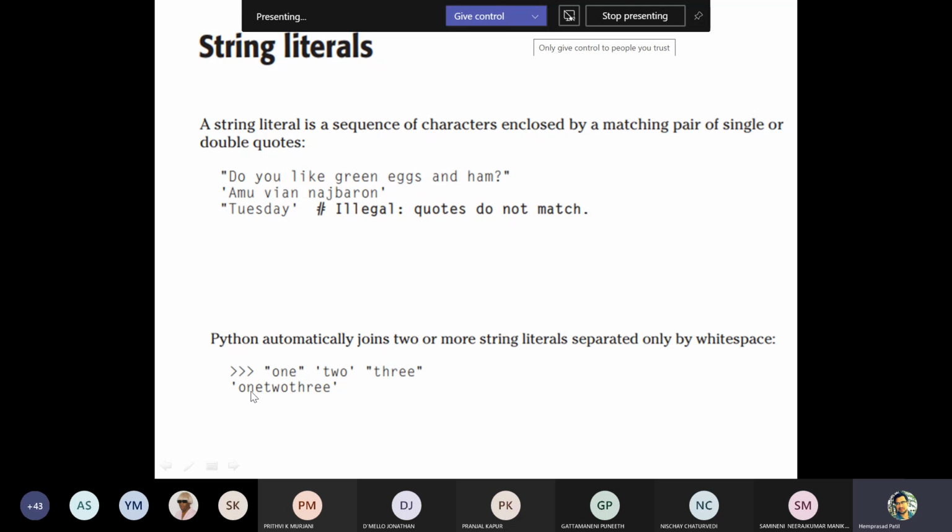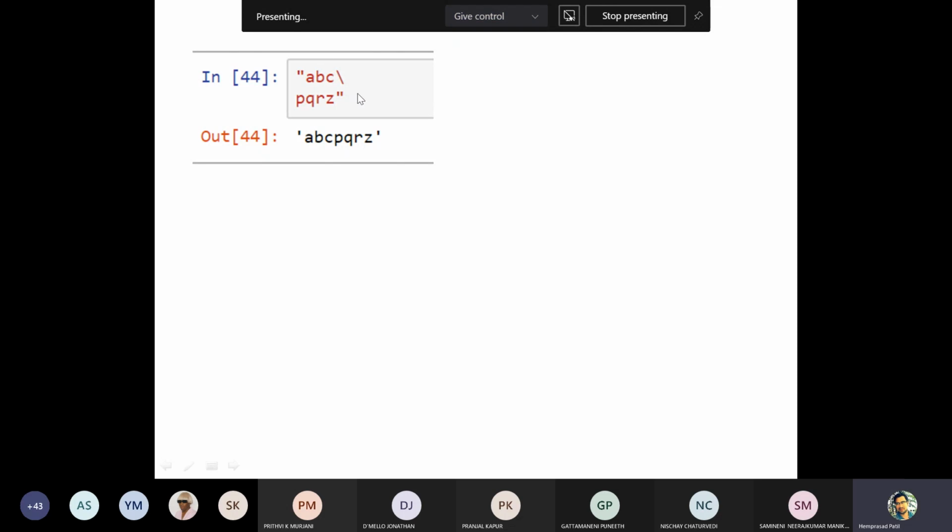Next is if in a line you write 3 strings, separated by white space, like there is one space over here. You write like this and hit enter over here. Then what happens? Python combines these 3 strings into one single string. Next is while writing code, if you give backslash like this, ABC backslash PQR, then it will treat it as a single string, which is included within double quotes like this. So what will happen? It will combine all these things into a single string.